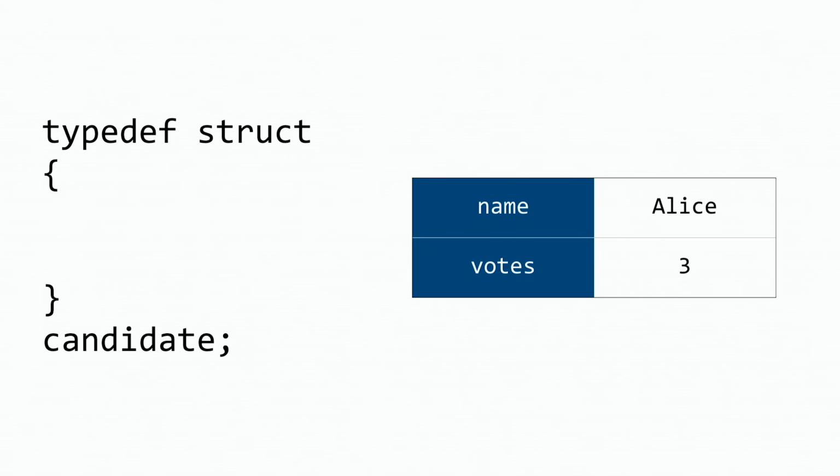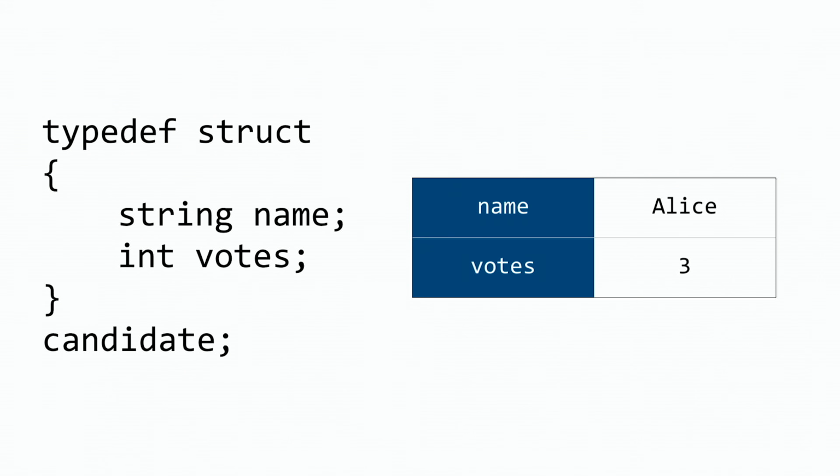Here, we've defined a struct called candidate, inside of which we're going to store 2 fields. One field, which is a string called name, representing the candidate's name, and one field, which is an integer called votes, representing the number of votes that this candidate currently has.